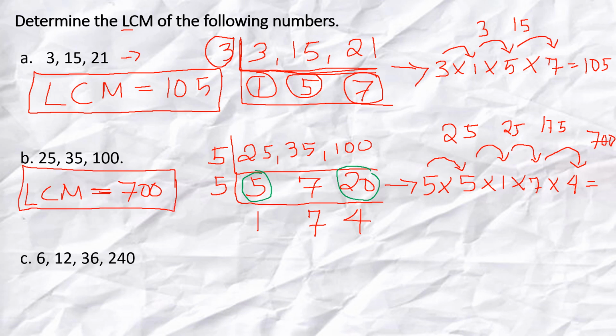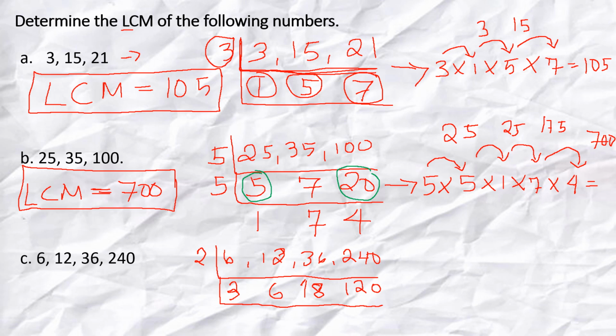So for the last letter, we have 6, 12, 36, and 240. So let us divide the numbers by the number 2. 6 divided by 2 is 3. 12 divided by 2 is 6. 36 divided by 2 is 18. And then 240 divided by 2 is 120.